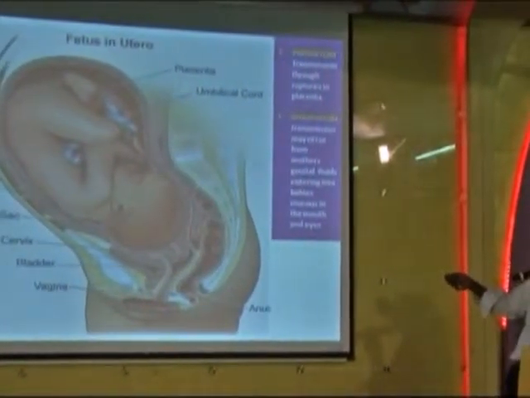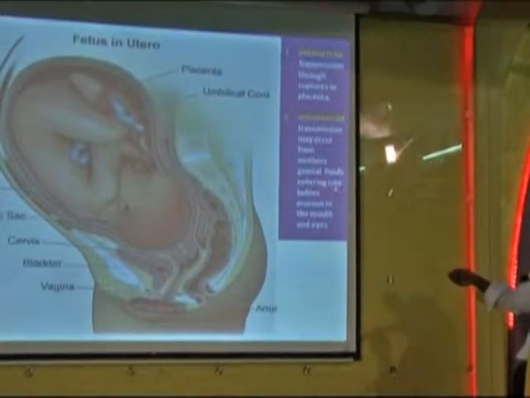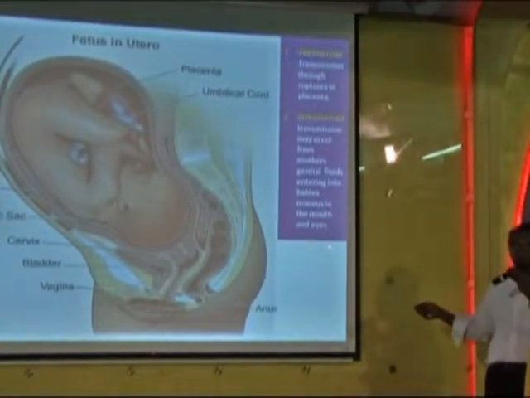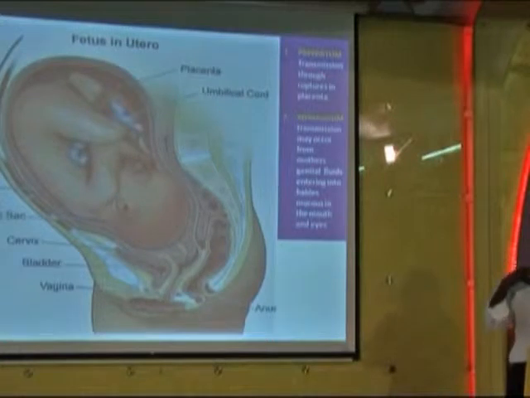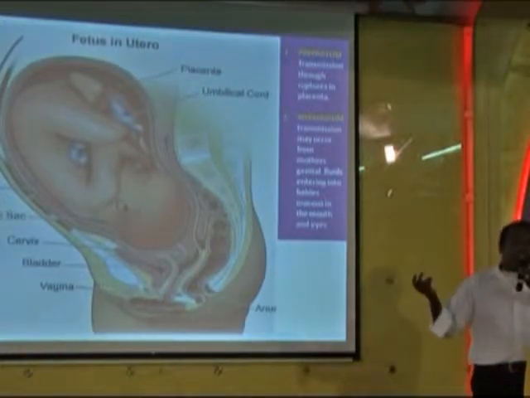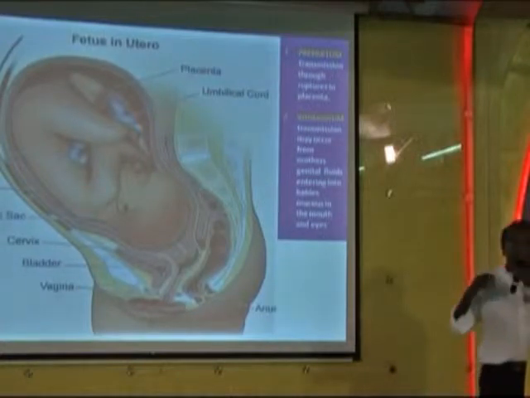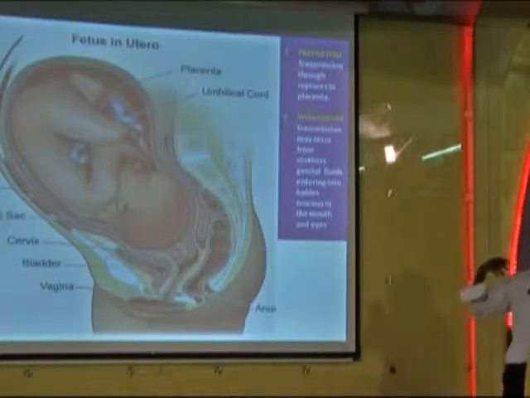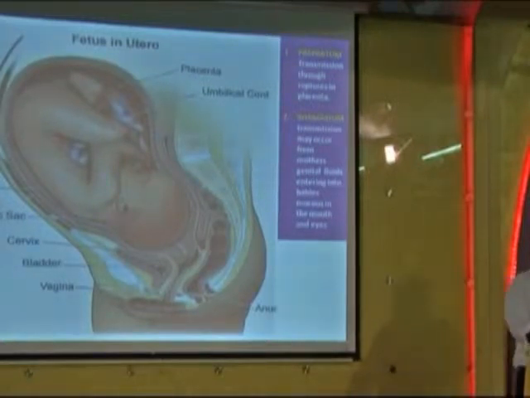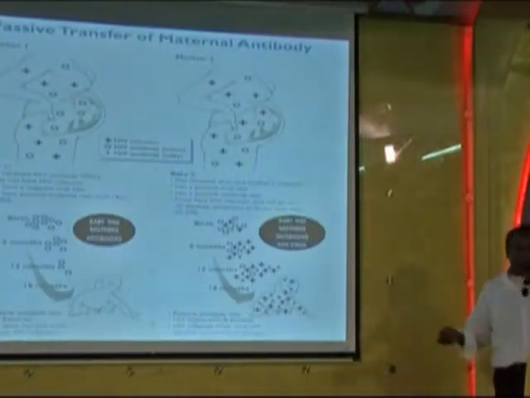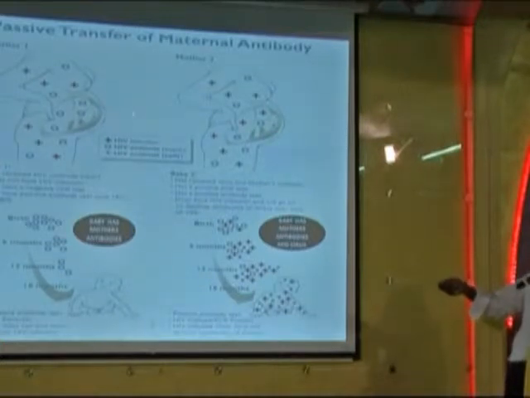Then intrapartum, transmission may occur from the mother's genital fluids entering the baby's mucosa through the eyes or the mouth. But in the context of HIV, if the viral load is undetectable, even this kind of possibility is almost ruled out.